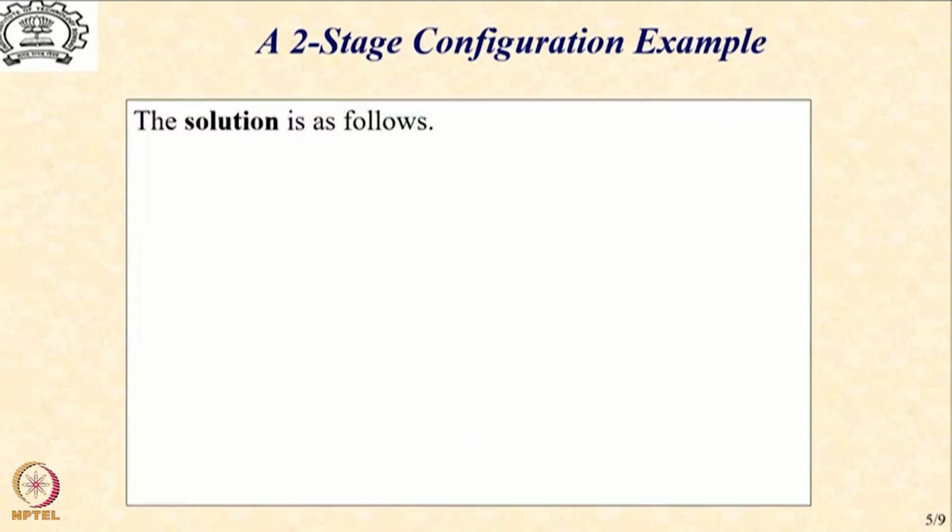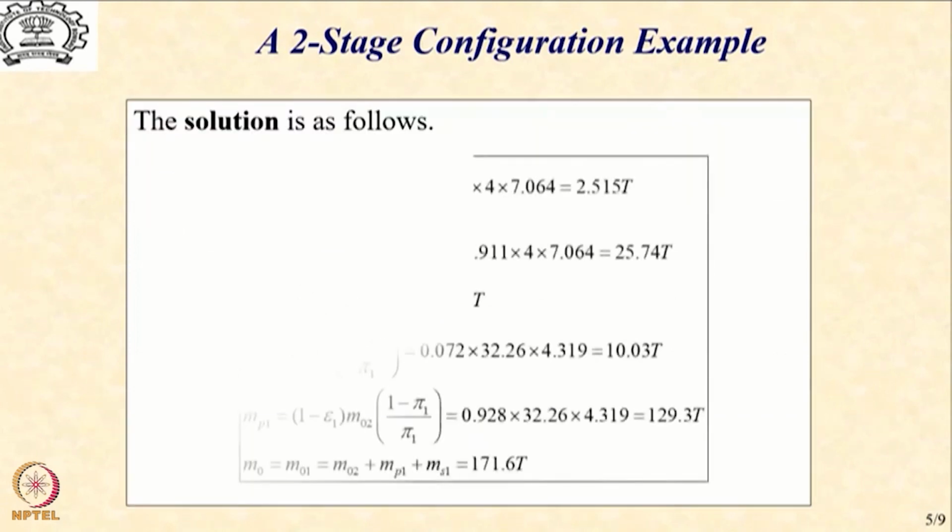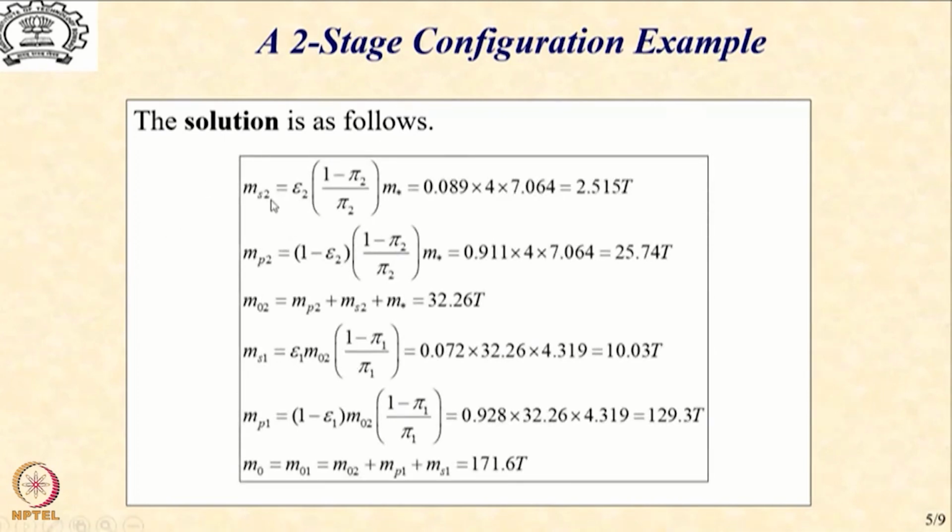So let us start the process. Let us go through it step by step. We start from the second stage because that's the last stage and m star is known to us. So I calculate ms2 as epsilon 2 into 1 minus pi 2 by pi 2 into m star. I perform this simple arithmetic and I get the structural mass of second stage as 2.51 tons. Similarly, I use the MP2 expression and I get the propulsion mass as 25.74 tons.